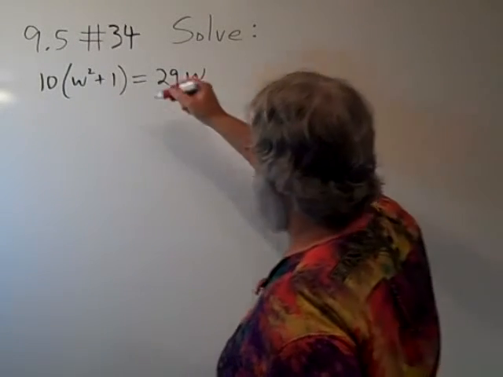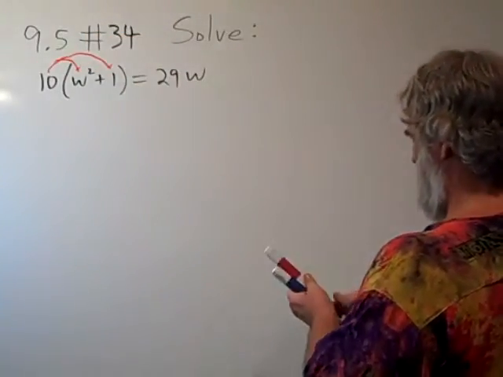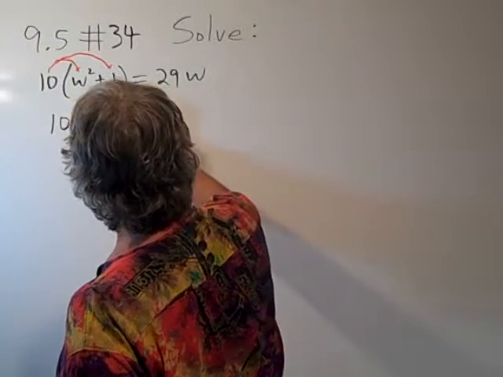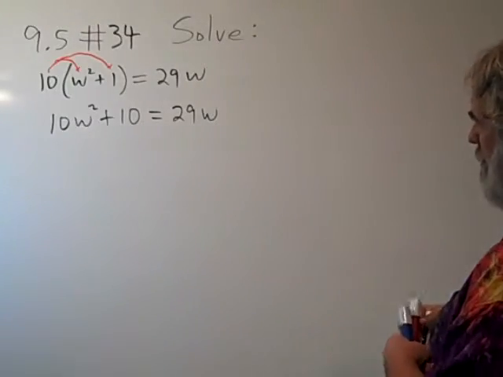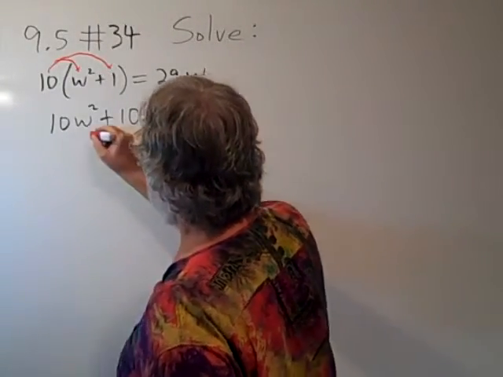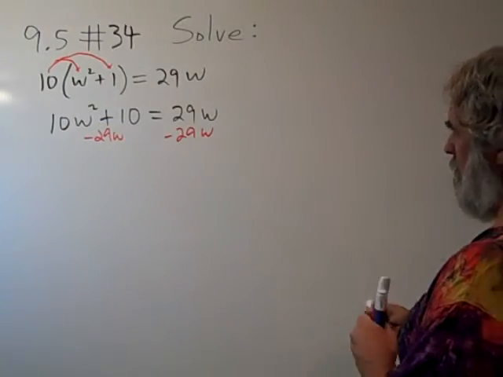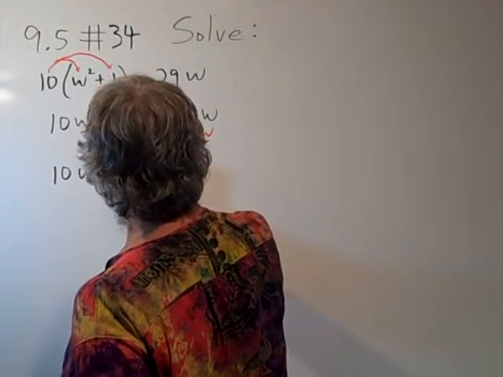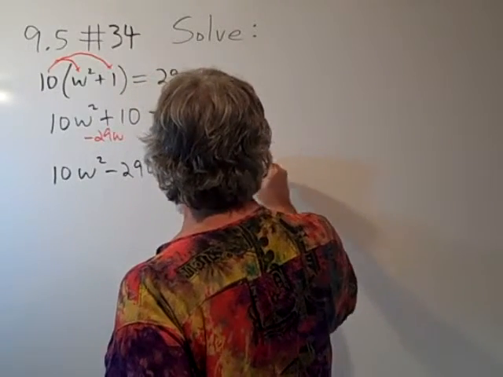We start by distributing the 10 through the parentheses, which gives us 10w squared plus 10 equals 29w. Now let's subtract 29w from both sides. And we have 10w squared minus 29w plus 10 equals 0.